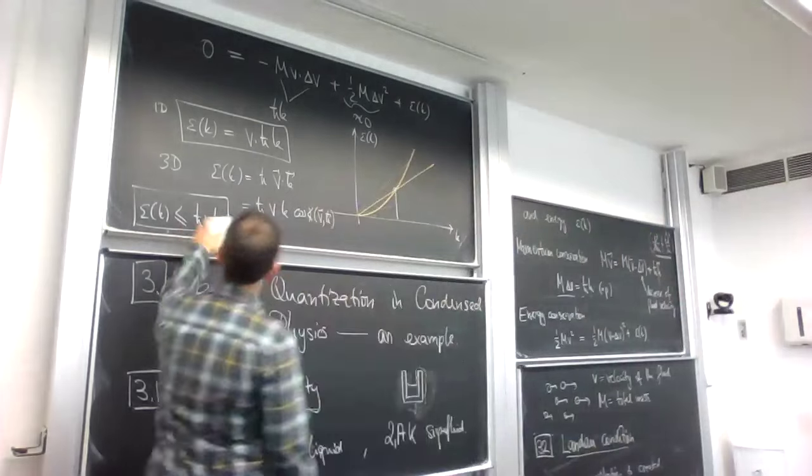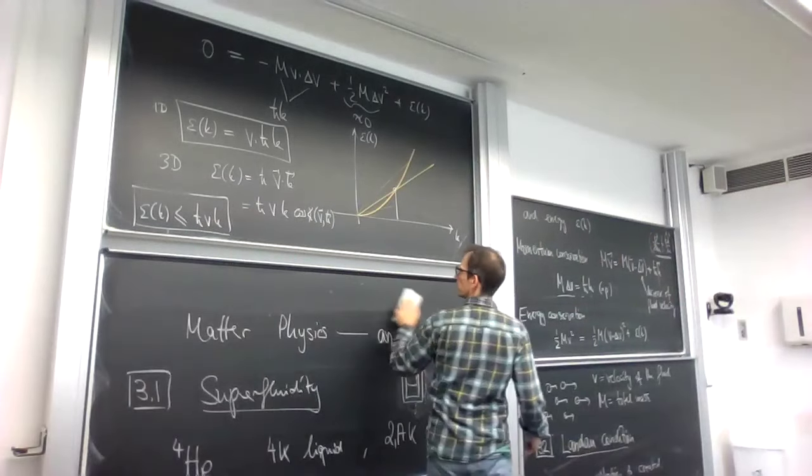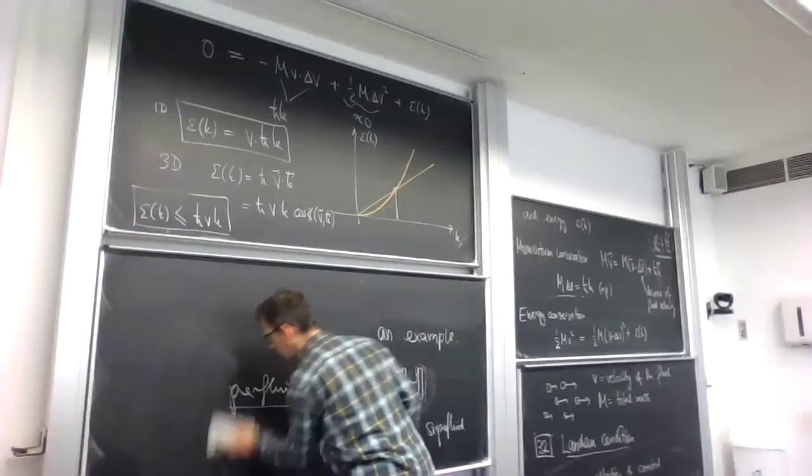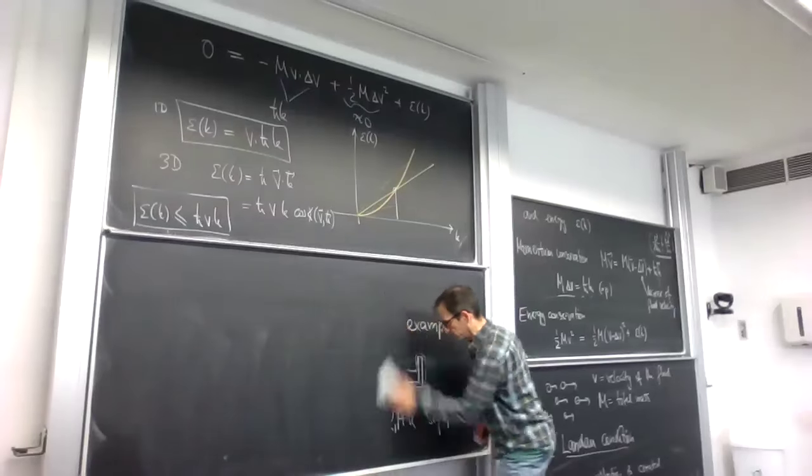Where are we? So this is the condition. So the picture then means if I draw that, so let me erase.